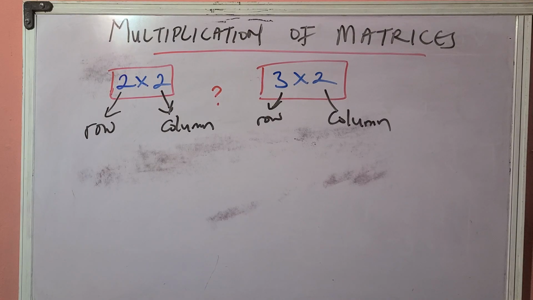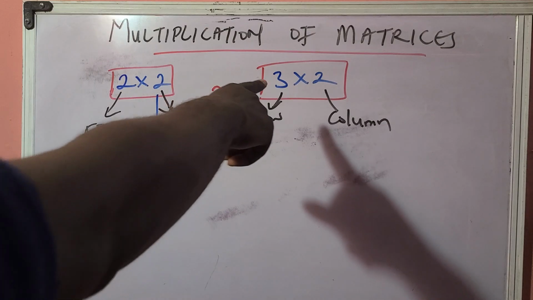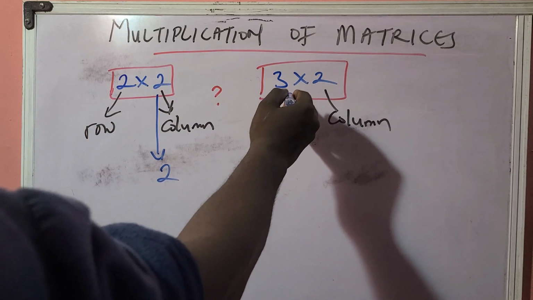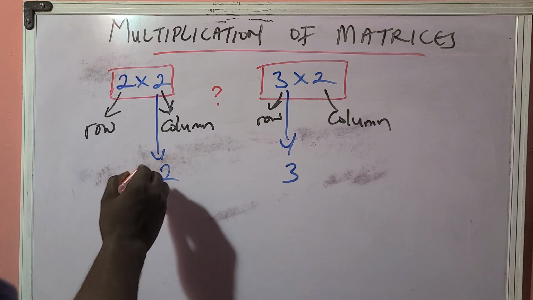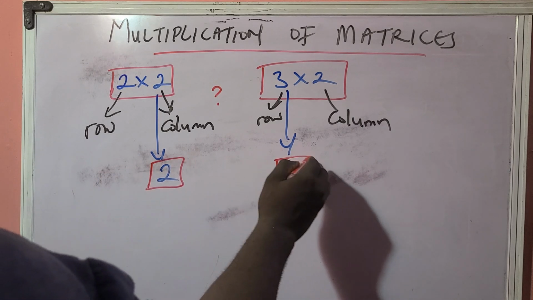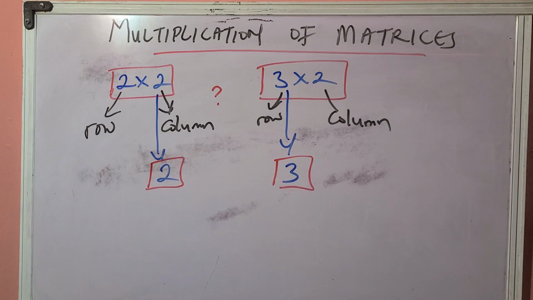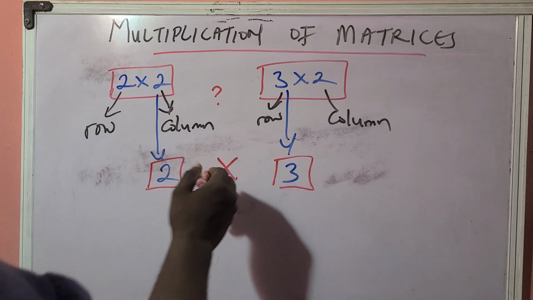All right. Now, how do you use this to find out if these two matrices can be multiplied together or not? You check the column of the first matrix. In this case, the column of the first matrix is 2. Then you check the row of the second matrix. The row here is 3. Now, if these two values are not the same, you can see here we have 2, here we have 3. 2 is not the same as 3. So these matrices cannot be multiplied together.